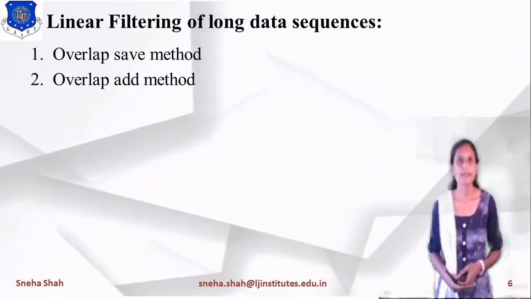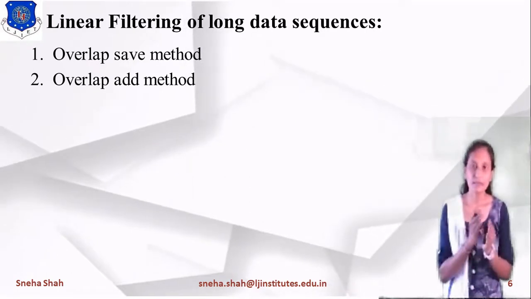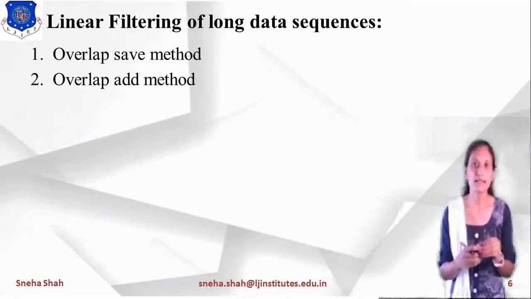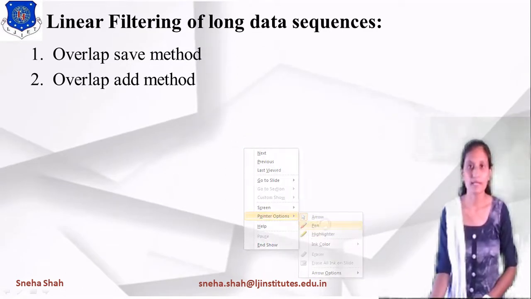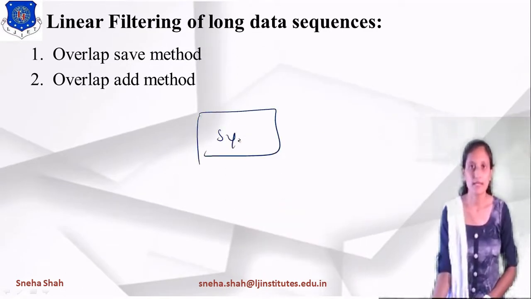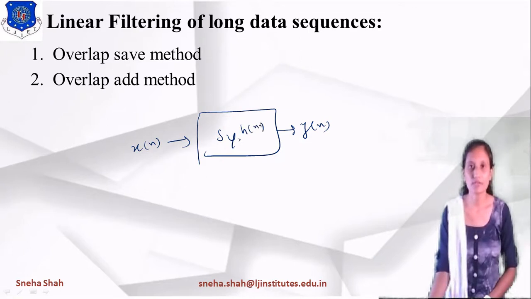Now the next topic is linear filtering of long data sequences. Suppose I am taking a long data sequence, then what will be the problem in this? Suppose I have one system, and I apply the input sequence x of n and the output is y of n, right? In this system the transfer function is h of n. So basically, if we are finding the value of y of n, then what will be the value of y of n?